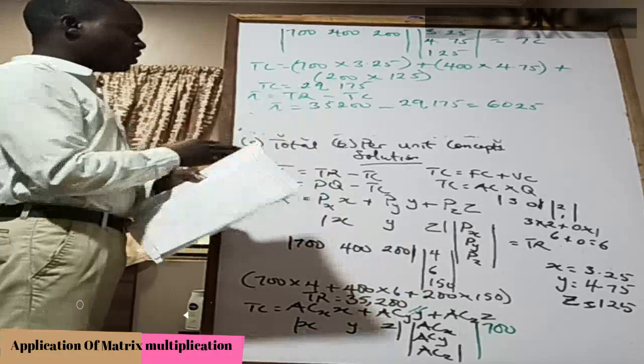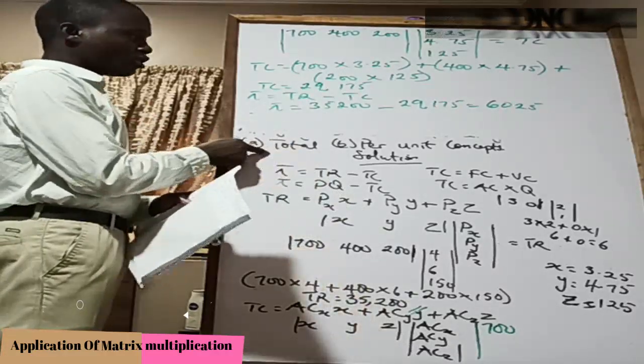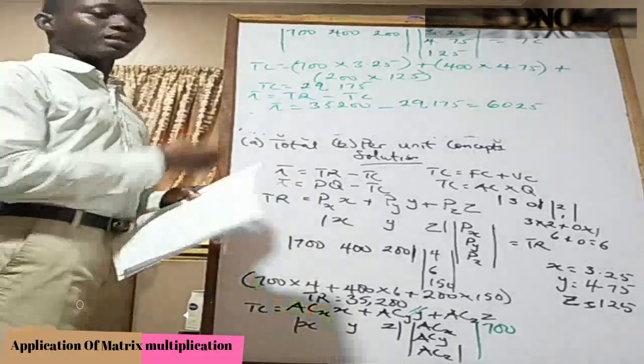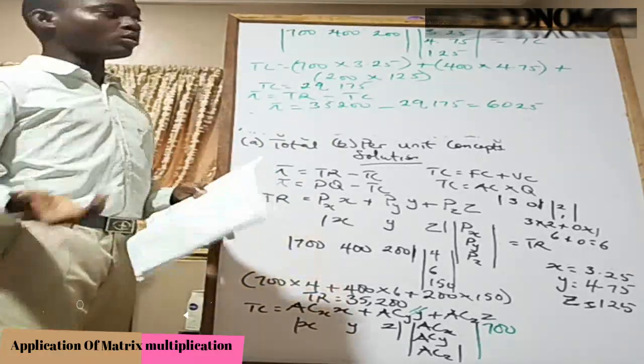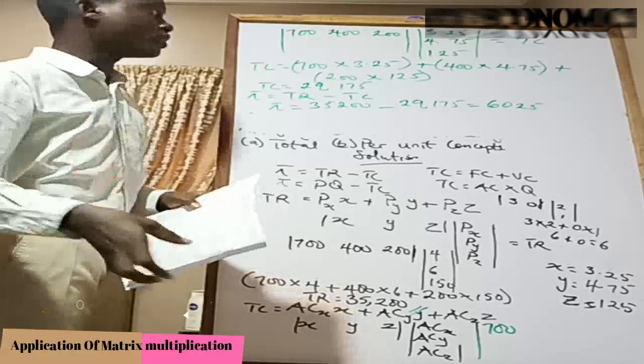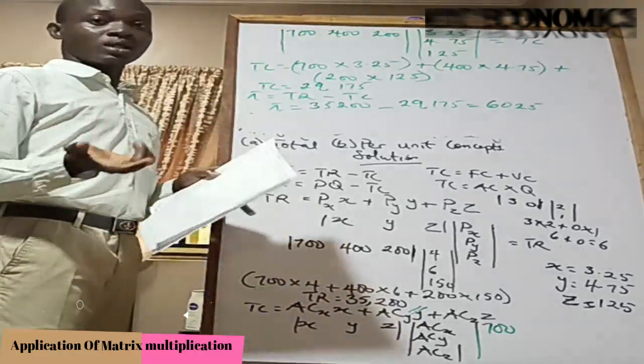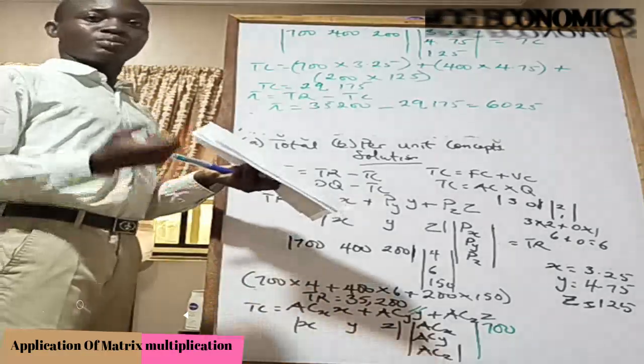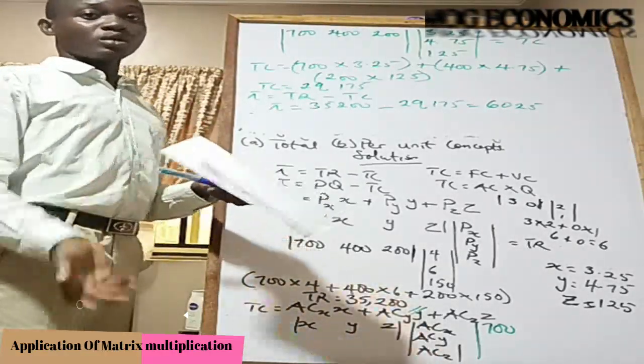So the thing that we did here is calculating the profit based on the total concept, because what we eventually used was the TR minus TC, the total revenue minus the total cost, and that gave us the total profit. So what if we were to use the per unit concept? It's not as if it is difficult. For the per unit concept, you'll be looking at price per unit and average cost per unit, right?